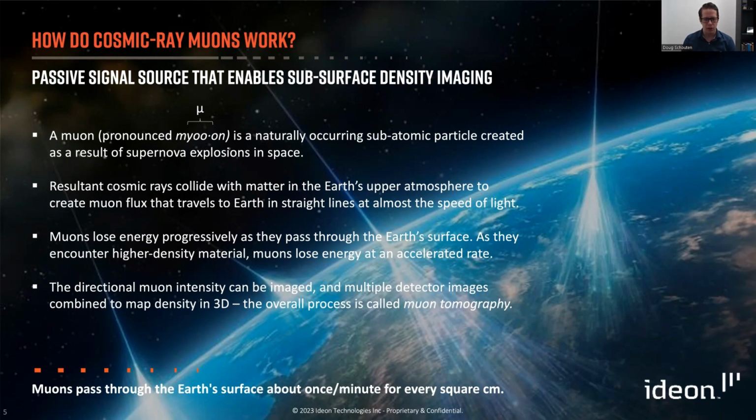These are passing through the surface of the Earth from all angles, across time and all over the Earth rather uniformly. They lose energy as they pass through matter, and they lose energy at a rate that's proportional to the density of the material they're going through. And so in higher density material, they lose energy at an accelerated rate and are eventually stopped.